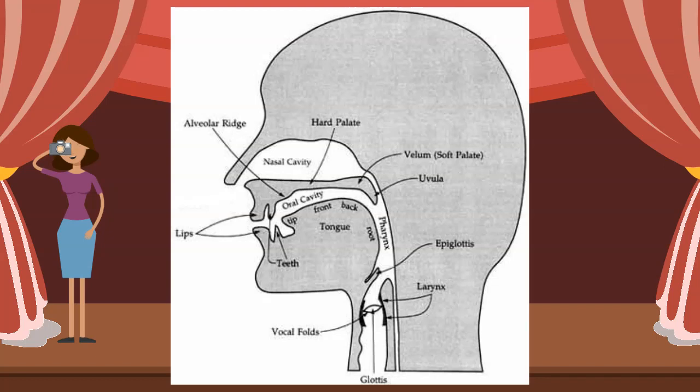There are some more terminologies that were earlier mentioned, like nasal cavity, oral cavity, pharynx, larynx, and vocal folds. And the last terminology that I just want you to understand is the word glottis. The glottis is the space between the vocal folds, and the adjective for the glottis is glottal.